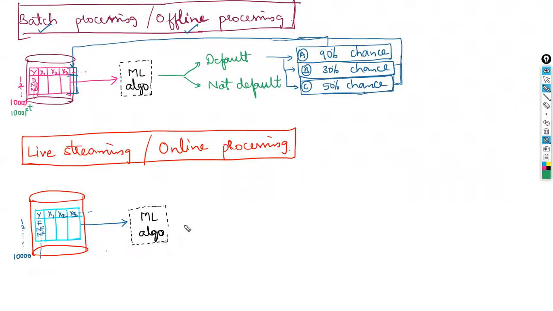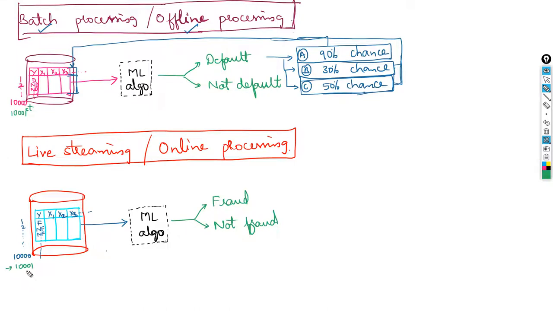You take this historical data, and then say you build a machine learning algorithm. And this machine learning algorithm would take the future credit card transactions, and then it would classify whether the credit card transaction is fraudulent or not, fraud or not fraud.